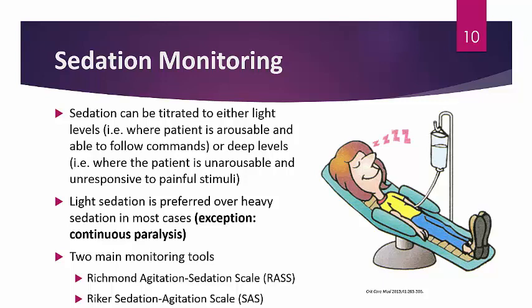There are two main monitoring tools for sedation, particularly in the intensive care unit or the emergency room, and those are known as the Richmond Agitation Sedation Scale, or the RASS scale, and the Riker Sedation Agitation Scale, or the SAS scale. And both of these scales are highly valid and recognized by the pain, agitation, and delirium guidelines to essentially make a subjective measure of sedation more objective. And we'll show you how each of these works.